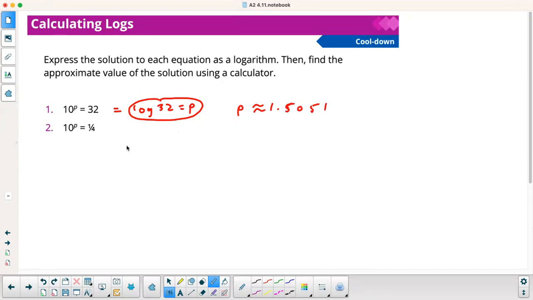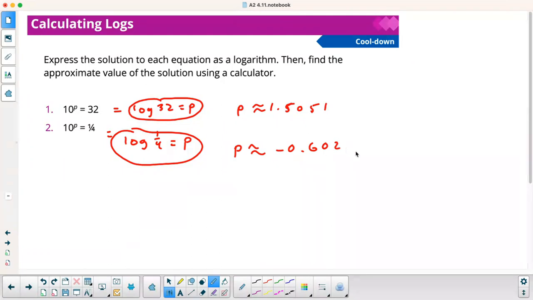All right, so this one here is going to be log base 10, don't write it, of 1/4 equals the exponent. Okay, so that's exact. These are exact here. And then if I want to get an estimate, since it's base 10, I can just type into my calculator log base 10 of 1/4, and I get negative 0.6021.